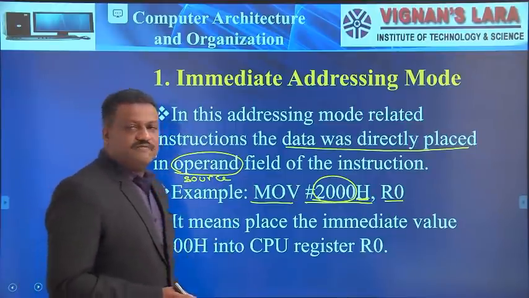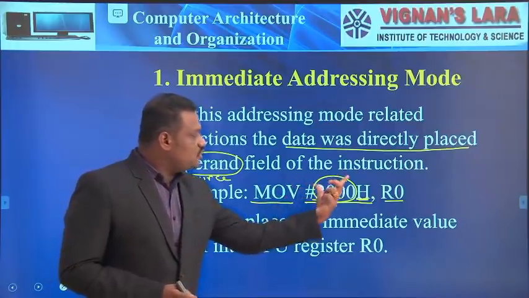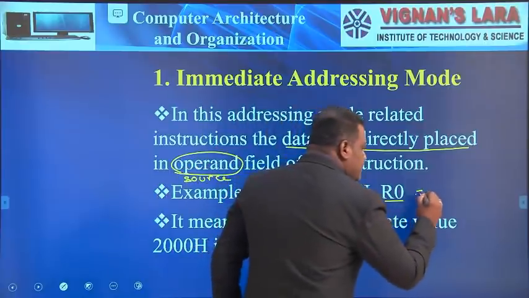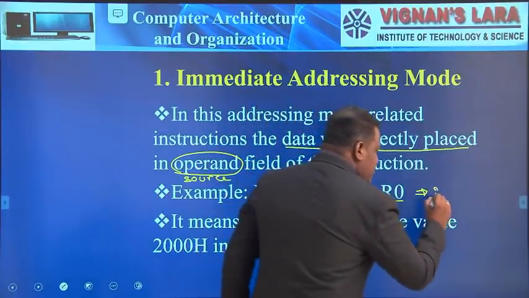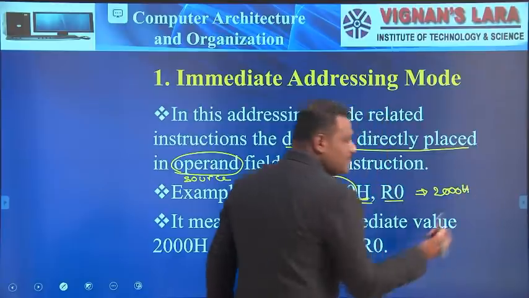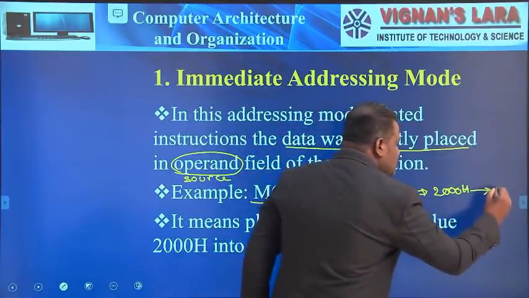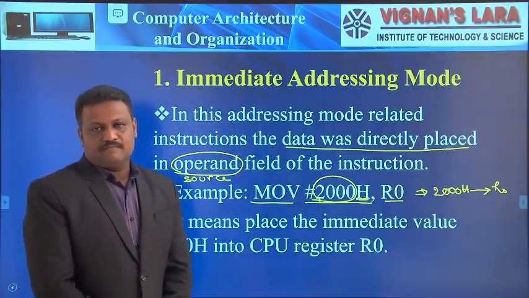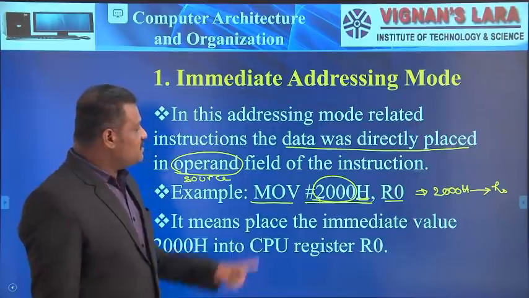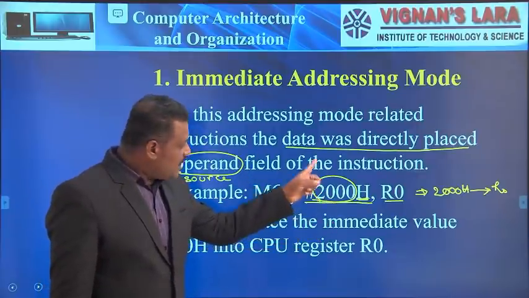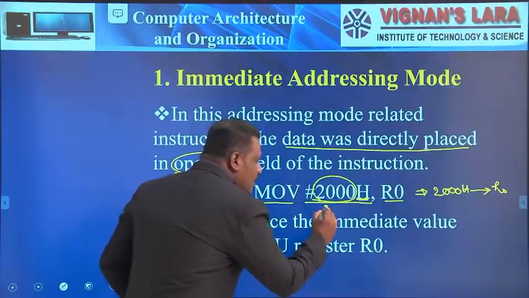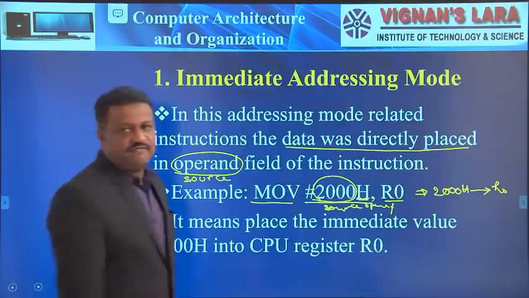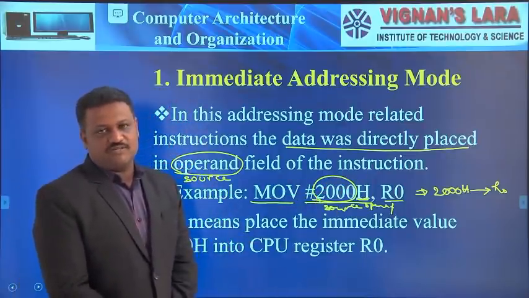Fine. Here the meaning of this example, move #2000h, R0, is simply to transfer the immediate value 2000h into one of the CPU registers, which is register R0. So that is the meaning of this. I place my immediate value at the source operand field. This is your source operand field, and R0 is your destination.